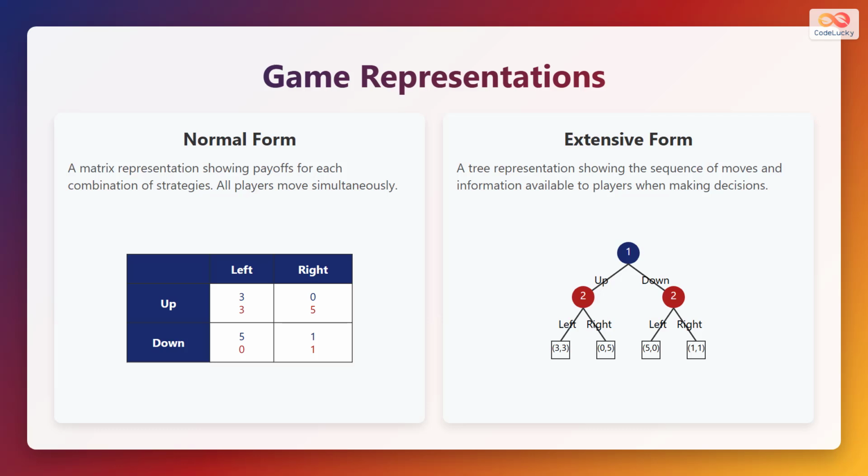In the example shown in the diagram, player 1 has two strategies, up or down. Depending on player 1's move, player 2 gets a turn and chooses between left or right. The numbers in parentheses show the payoffs for both players at the end of each possible sequence of moves.